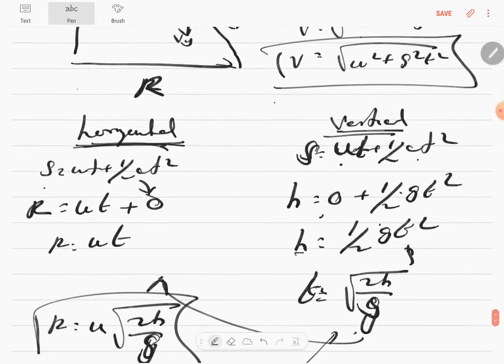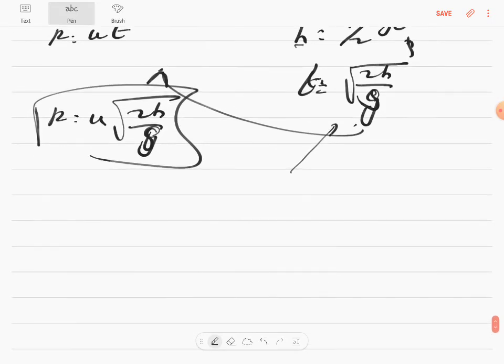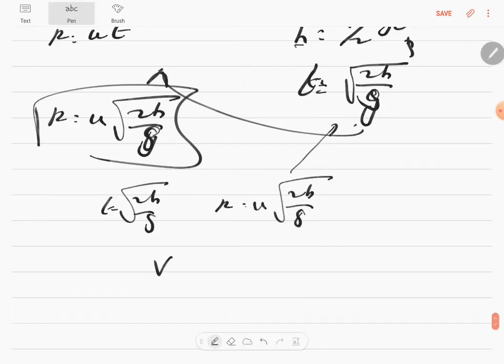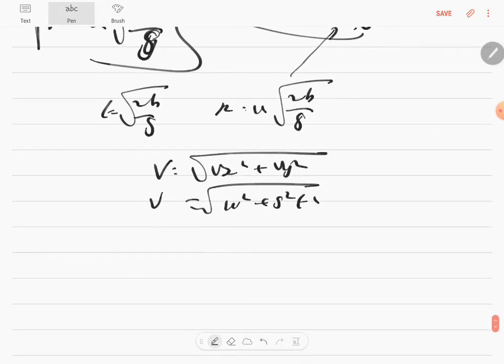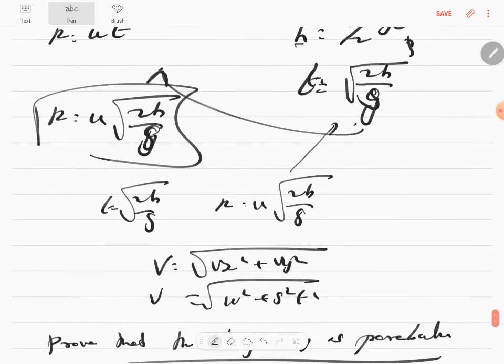Very, very important. So what are the formulas? Time of flight is root of 2h by g. The range, which is horizontal distance covered, is u into root of 2h by g. The velocity at any instant is root of Vx square plus Vy square, which is root of u square plus g square t square. Not only this, they will ask you to prove that the trajectory is parabolic. Trajectory means the path taken is a parabola.